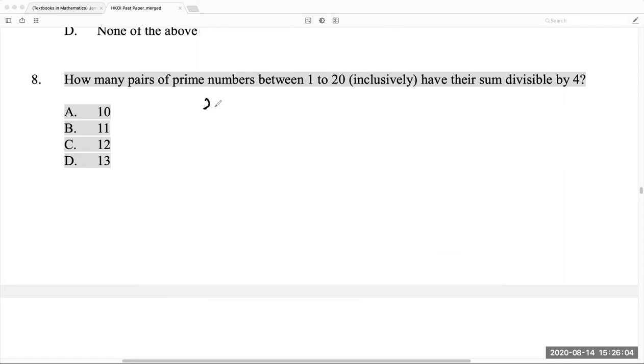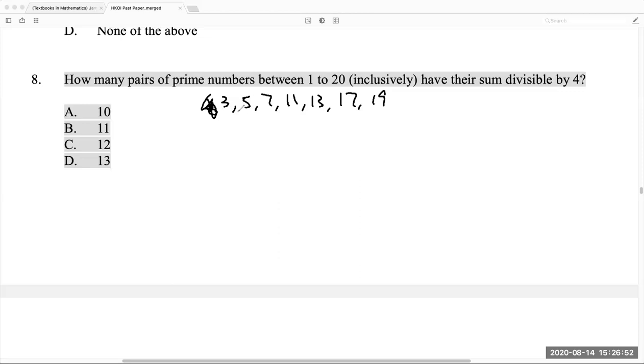So all the prime numbers, let's list them out first, okay? 2, 3, 5, 7. I think you should all know how to write them down very fast. And then if you have a look there, 2 can never form a pair with another prime number such that the sum is divisible by 4, because 2 is an even number and all the others are odd numbers. The sum of an odd number and an even number will give you an odd number. That will not be a multiple of 4.